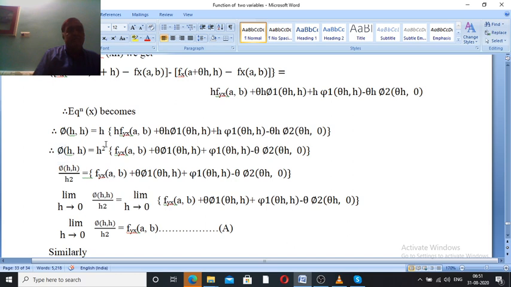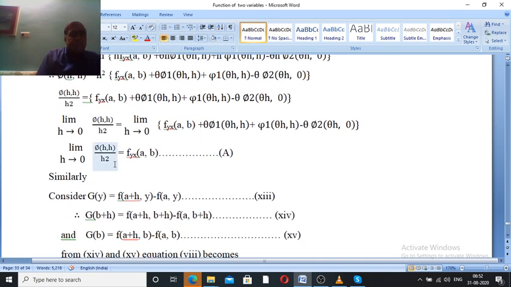φ(h,h) is equal to, here in this total expression h is common. Therefore, h into h, h square. h square f_yx at point (a,b) plus θφ1(θh, h) plus ψ1(θh, h) minus θφ2(θh, 0). φ(h,h) upon h square is equal to f_yx at point (a,b) plus θφ1(θh, h) plus ψ1(θh, h) minus θφ2(θh, 0).